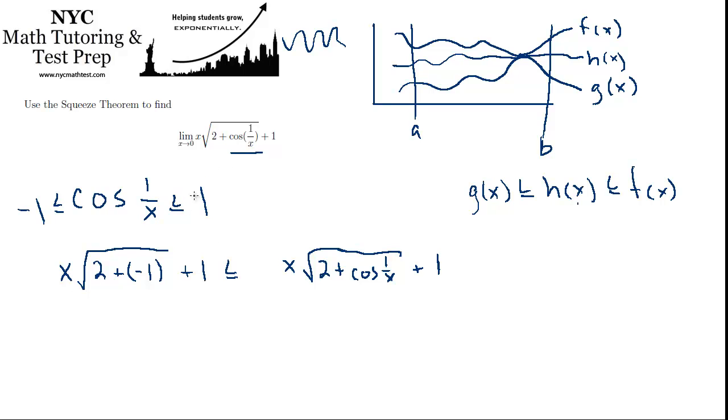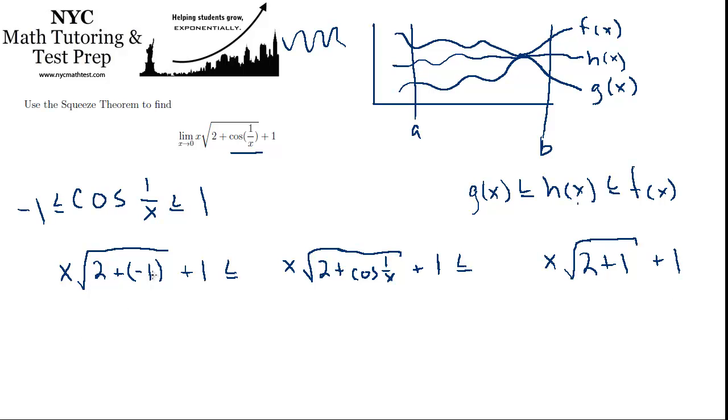And by the same token, we can use the same principle and say that let's now let cosine 1 over x be as large as it could possibly ever be. The largest it could ever be is 1. And what happens in that case? Well, then we get x times square root of 2 plus 1, all plus 1. And now let's simplify these.